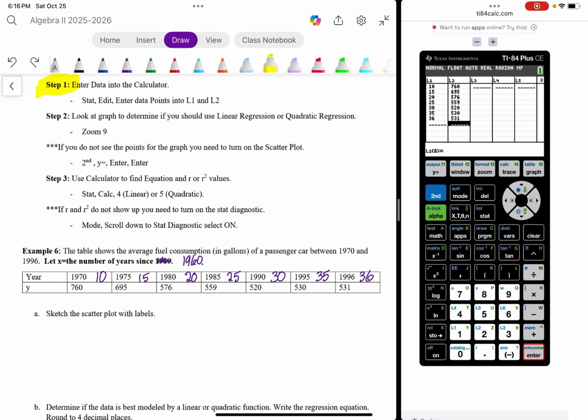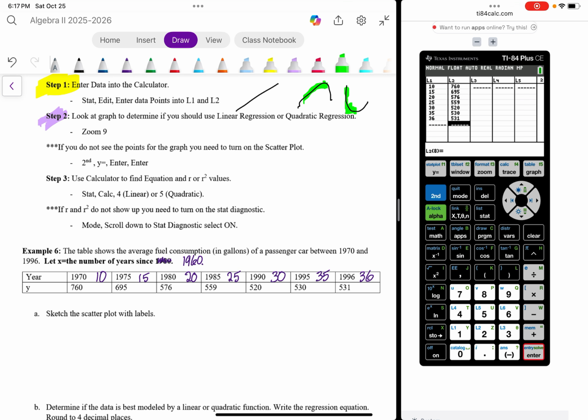Okay, once you have that, we're going to move on to step 2, which is look at the graph to determine if you should use linear regression or quadratic regression. So remember, linear is going to be data that's more in a straight line, and quadratic is going to have a curve, whether it's a curve at the top or the bottom, and it might only show you the beginning of the curve, not the whole thing. So if there's any curve at all, you want to use quadratic.